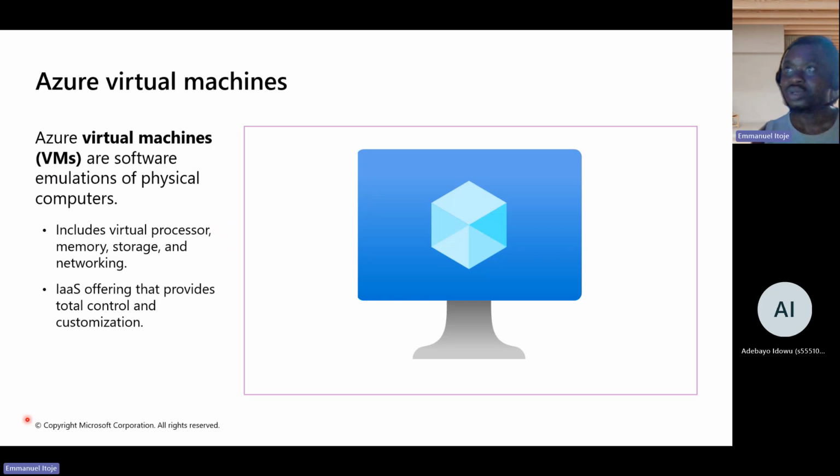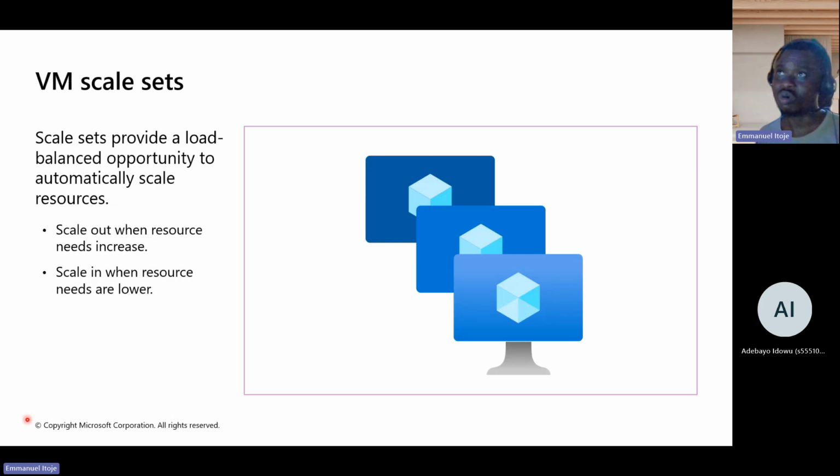So again, Azure Virtual Machines are software that emulates physical computers. They include virtual processors, memory, storage, and networking, and they provide total control and customization. So we have what we call VM scale sets. When we talk about virtual machine scale sets, what do we mean? A virtual machine scale set lets you create and manage a group of identical, load balanced VMs.